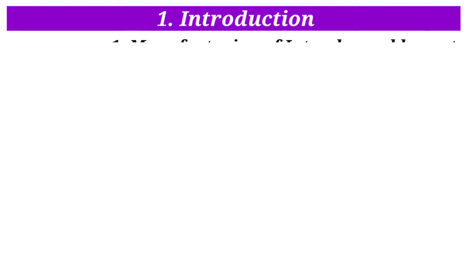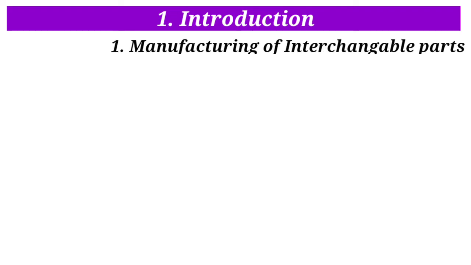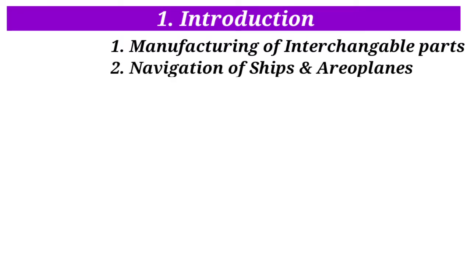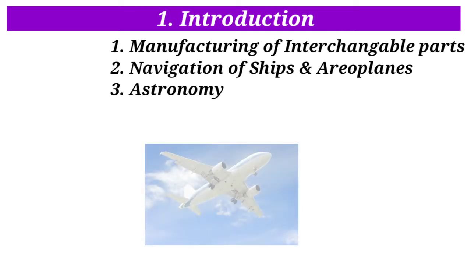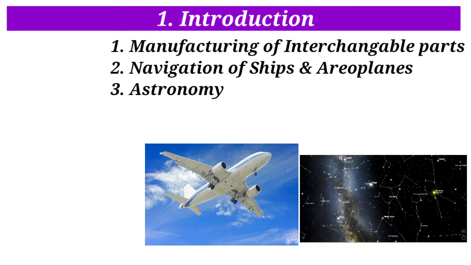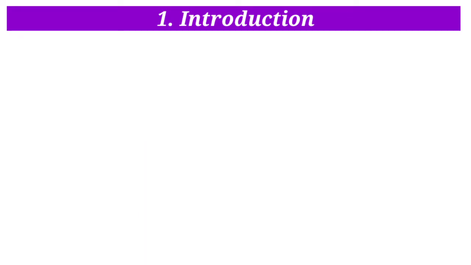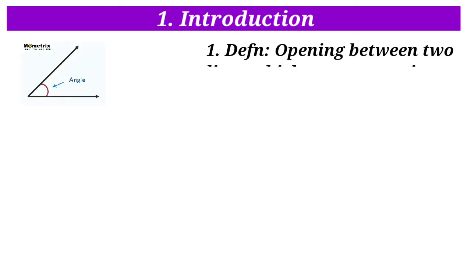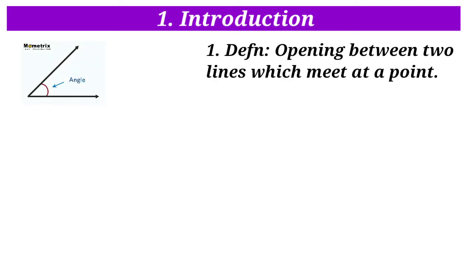Angular measurements are frequently necessary for the manufacture of interchangeable parts. Ships and aeroplanes can navigate confidently without a sight of the land only because of precise angular measurements. Precise angular measuring devices can be used in astronomy to determine the relationship of the stars and their approximate distances. An angle is defined as the opening between two lines which meet at a point.